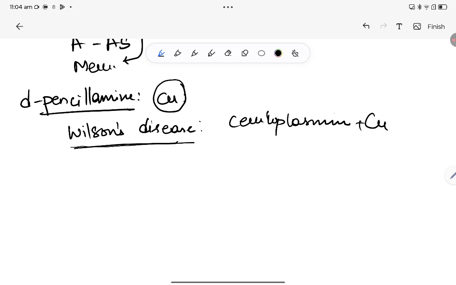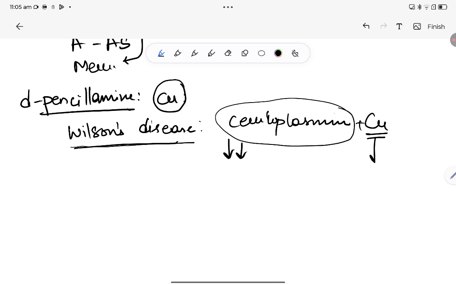In a patient suffering from Wilson's disease, this ceruloplasmin is on the lower end, resulting in copper poisoning. This copper gets accumulated in eyes, resulting in Kayser-Fleischer rings, or else in the liver, resulting in nodular liver. D-penicillamine is considered as treatment of choice in Wilson's disease. Wilson's disease is also called as hepatolenticular disease.